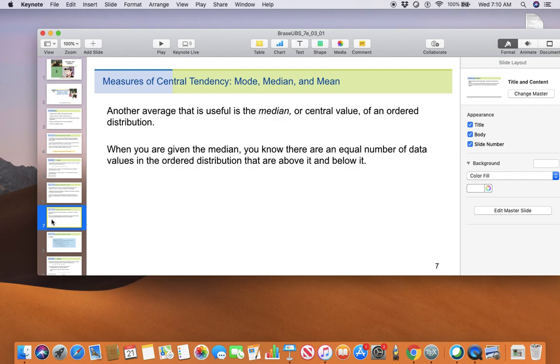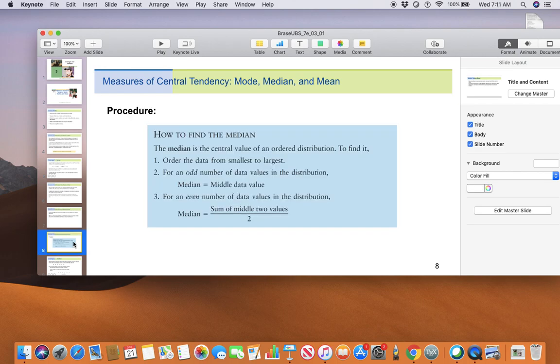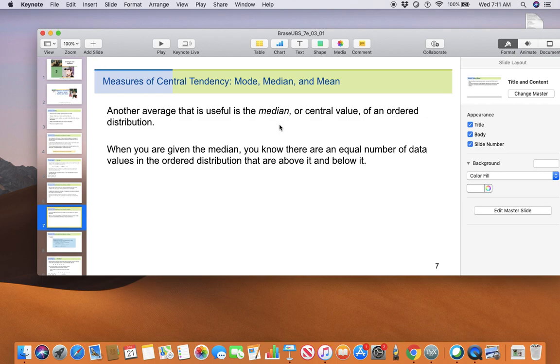Next, another central tendency, when they say average they mean central tendency, that is useful is the median, or the central value of an ordered distribution. When you are given the median, you know there are an equal number of data values in the ordered distribution that are above it and below it. I hope the previous sentence was clear.